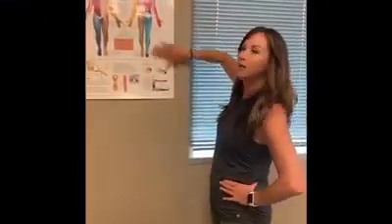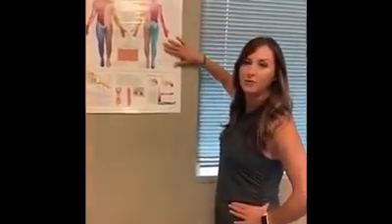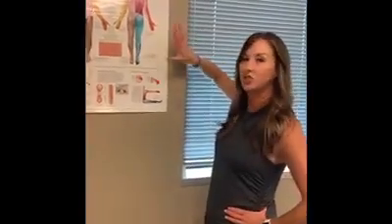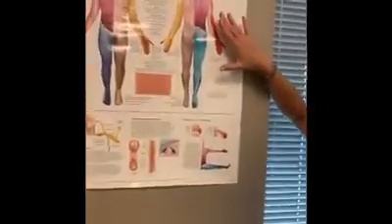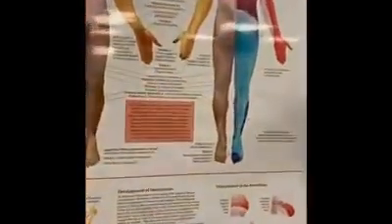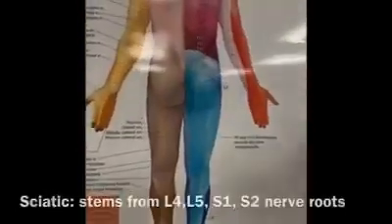Okay, guys, so here's this roadmap. This is the roadmap for our nerves. This kind of gives us a general idea. There's dermatomes, which is what this one's called, and myotomes. We're not going to get into all of that. But let's talk very specifically about the sciatic nerve.